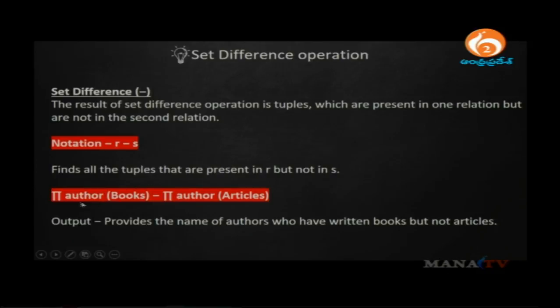So you can see author of books minus author of articles. The output provides the names of authors who have written books but are not there in the articles, that is, not presented in the second table. Then only you are able to get the difference operation concept. Please note down the points displayed on your screen currently.